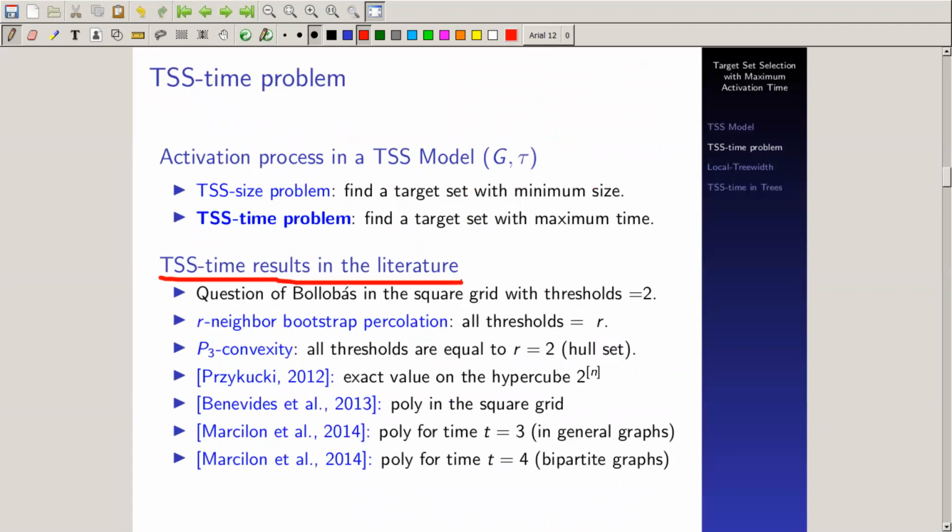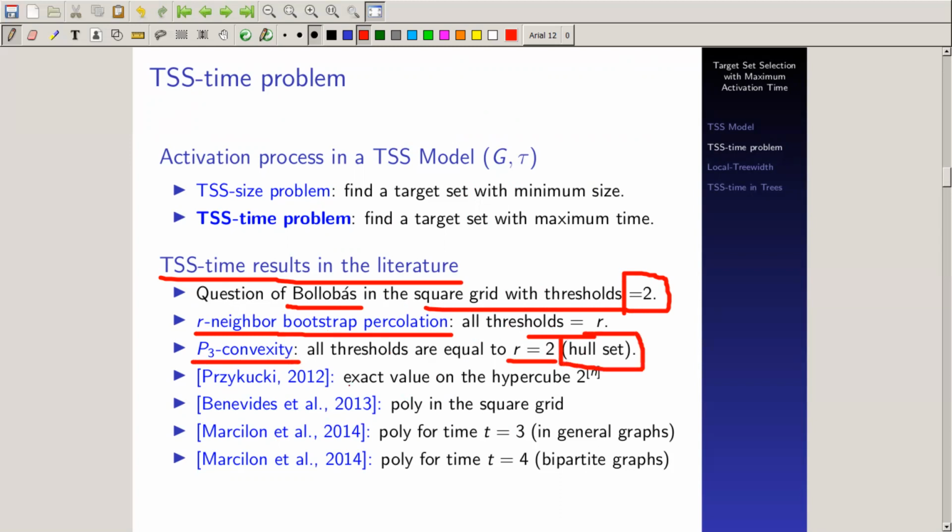TSS time results in the literature. This problem was posed by Bollobás in the square grid with all thresholds equal to 2. When all thresholds are equal to r, the TSS model is called r-neighbor bootstrap percolation. When all thresholds are 2, it is called P3 convexity, and the target set is called a hull set. The exact value on the hypercube was obtained in 2012.